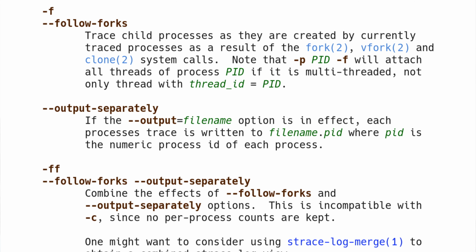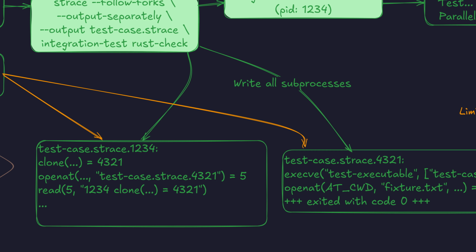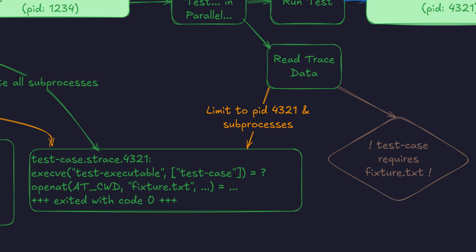strace has an option called --output-separately. This changes the output location to a file prefix rather than a file, and it outputs each process that was traced into its own file with that prefix. This seemed to work for testtrim's needs pretty wonderfully. Using --output-separately, we could write one file per process, and pass the location of the files to the child process. When the test process completes, the integration test can just read the child's PID file. No more syscall amplification.